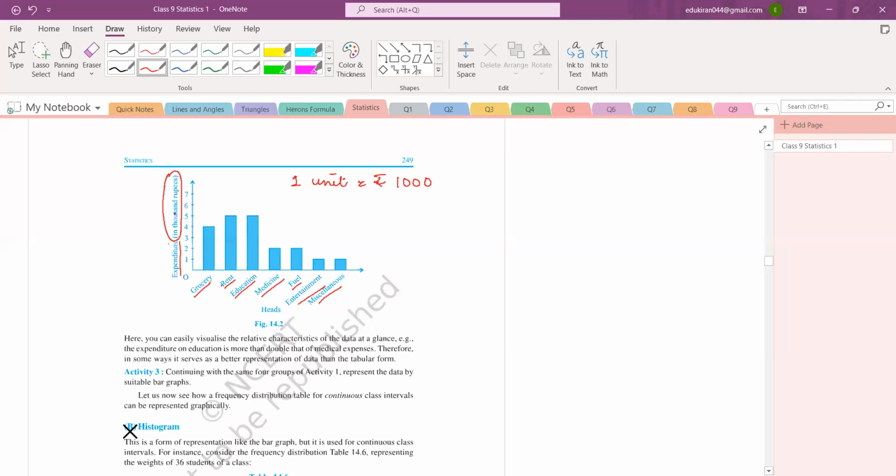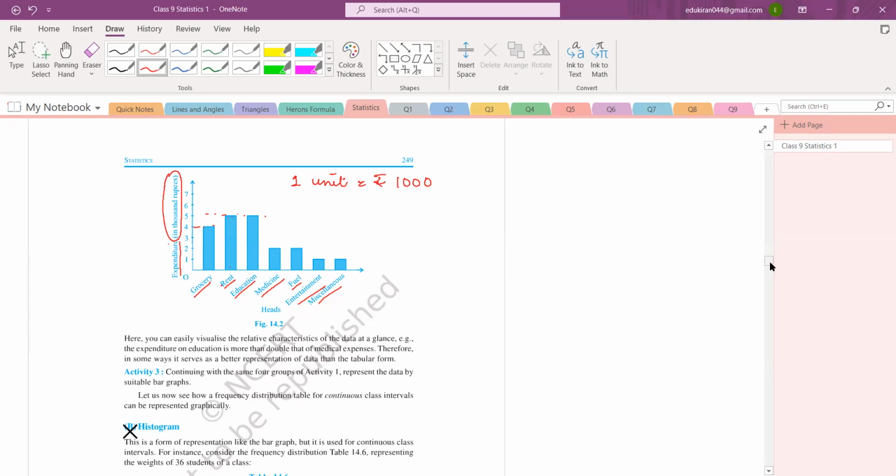So this is simple. You just have to see like grocery, there were 4,000, so the height is 4. For rent, it was 5,000, so the height will reach 5. Similarly, you can draw your bar graph. It's very easy, right? Yes, ma'am. So only 2 examples are there of bar graph.